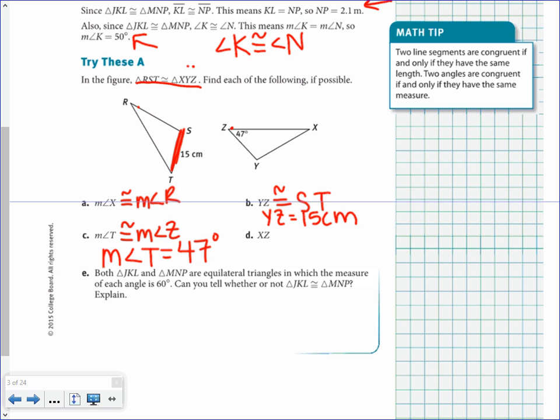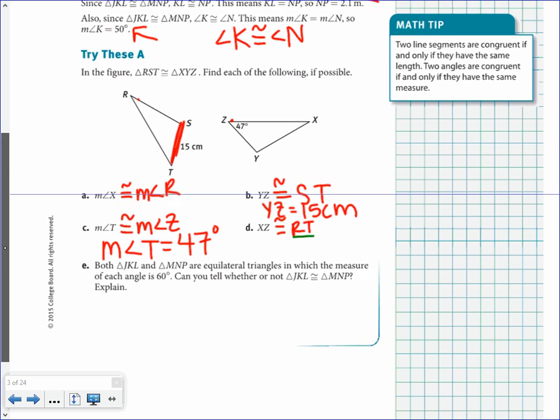Looking at D, XZ is going to be congruent to RT because those correspond. So if you look up here, X and Z are your first and your third. And so our first and our third are R and T. But we don't know the measure of side RT, so then we can't find the measure of side XZ.